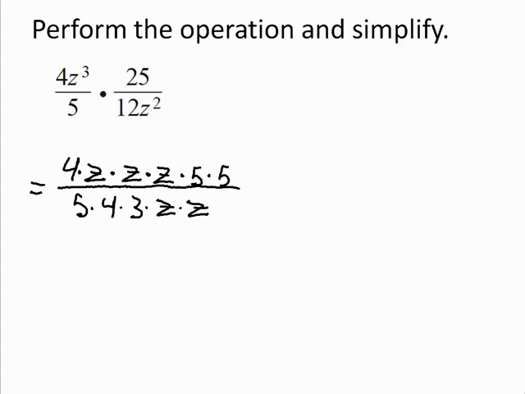You have 4 times z times 5 divided by 5 times 4 times 3 times z times z. There is a 4, 2 z's, and a 5 in both the numerator and denominator, so they cancel out. You are left with 5z divided by 3. This expression has to have the same domain as the original expression. In the original expression, there was a z in the denominator, so z cannot be equal to 0. The simplified expression is 5z divided by 3, where z is not equal to 0.